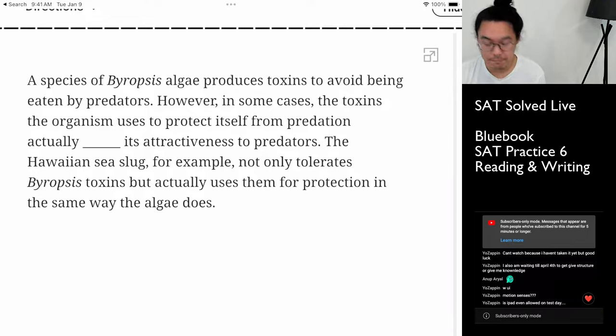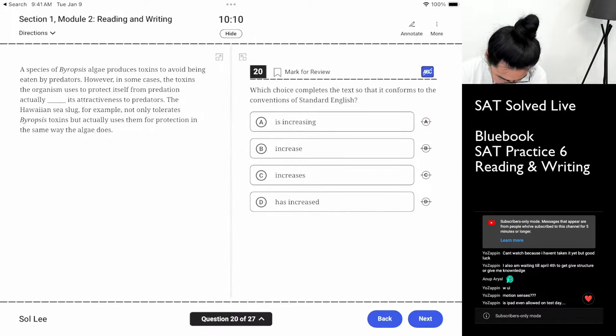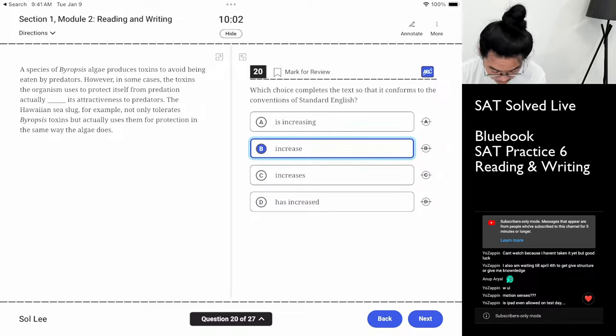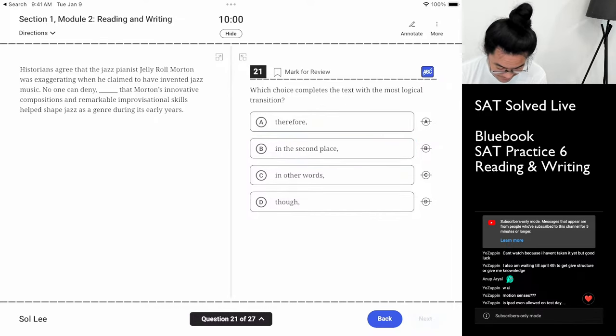Biropsis produces toxins to avoid being eaten. However, in some cases, the toxin actually increases the toxins, increase. Wow, what is wrong with me right now?